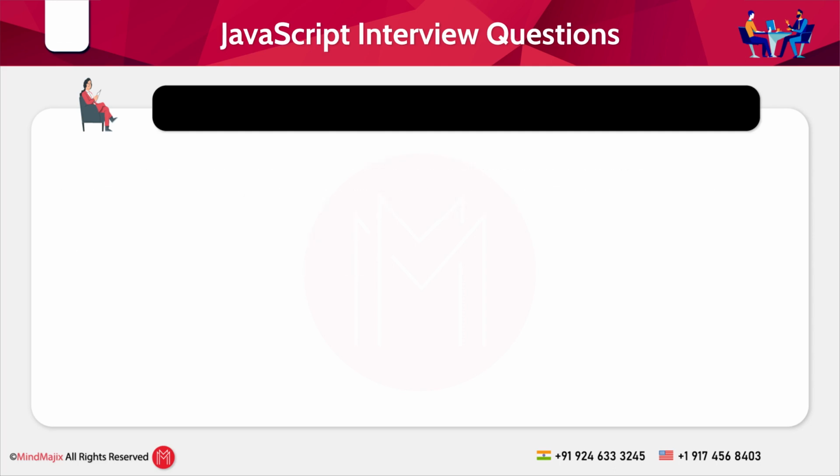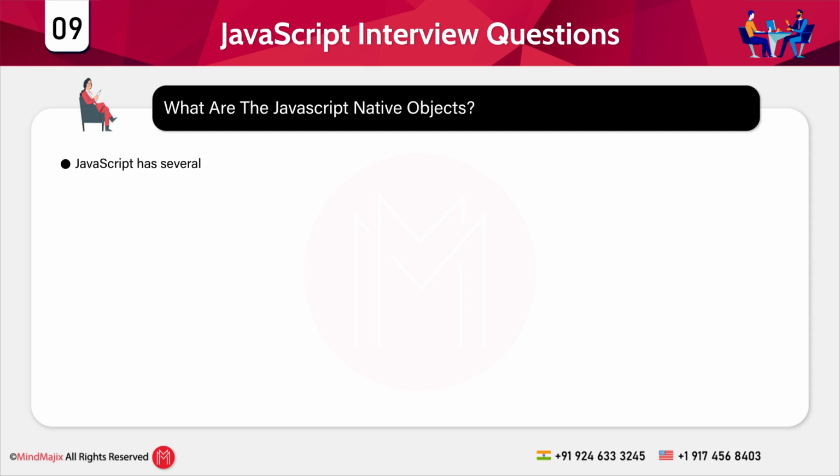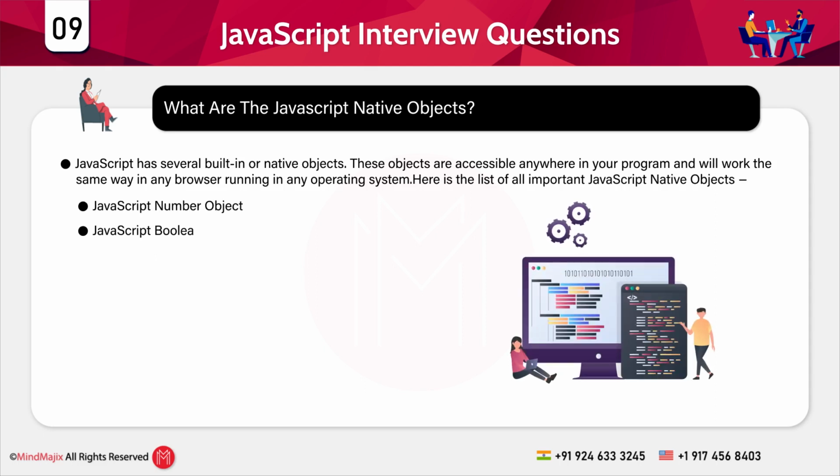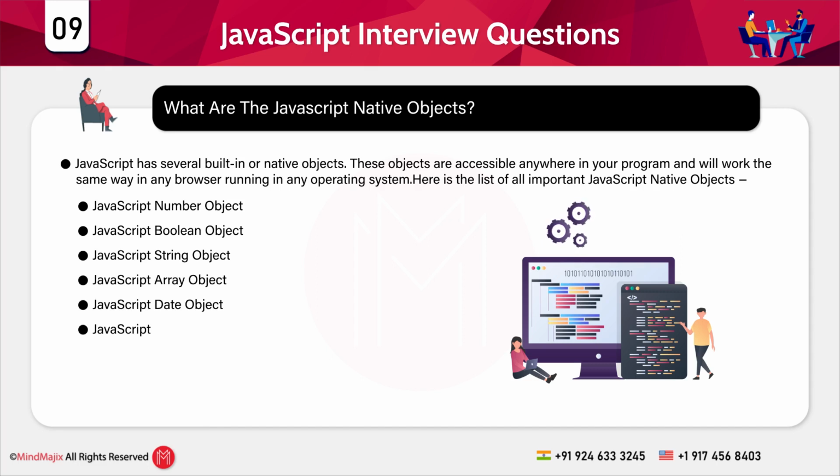Next question, what are the JavaScript native objects? JavaScript has several built-in or native objects. These objects are accessible anywhere in your program and will work the same way in any browser running on any operating system. So here are some native objects: JavaScript Number object, Boolean object, String object, Array object, Date object, Math object, and the regular expression, that is the RegExp object. So all these are native objects.